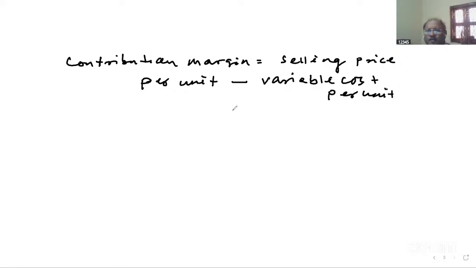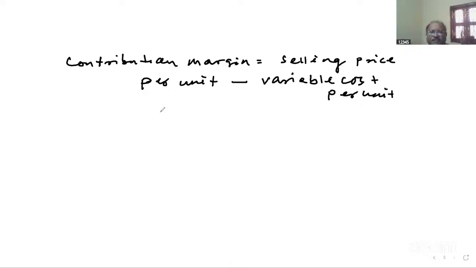Okay. For location A, I think contribution margin is the highest. It is 25. Because for location A, you know that selling price per unit is 40, but variable cost per unit is 15. Am I right? So it will be 25.